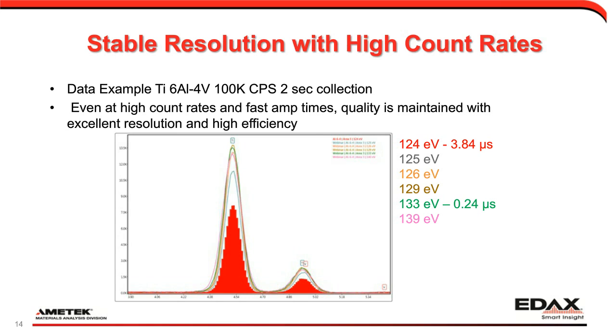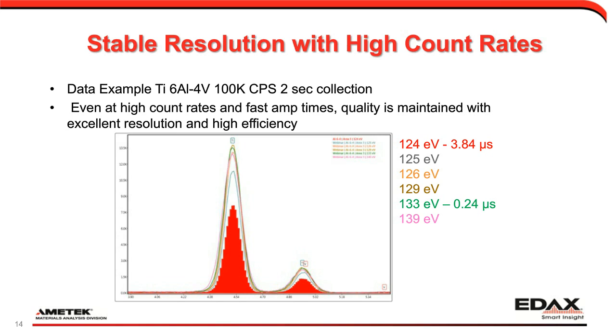As we speed up the processor, we get a little bit of a drop in resolution from 124, 125, 126, but we're gaining more counts all the while. And that gives us more counts throughput, more data to work with. I've called out two of the different amp times here, the 124 EV resolution, which we get with 3.84 microseconds, and 133 EV resolution with 0.24 microseconds, because those are the ones that we're going to work with.